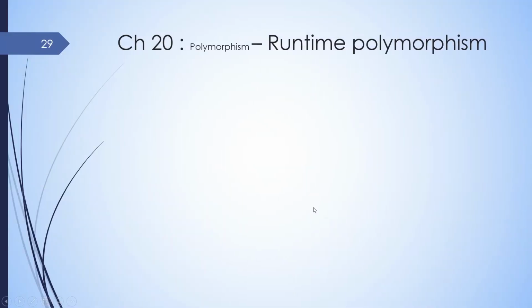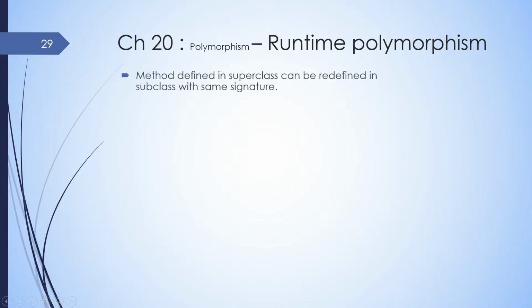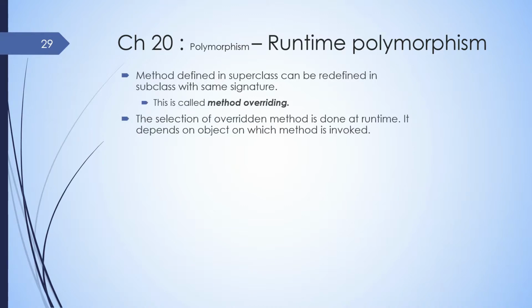Let's see what runtime polymorphism is. A method defined in the superclass can be redefined in the subclass with the same signature. This is called method overriding. Now the selection of the overridden method is done at runtime. It depends upon the object on which the method is invoked. Hence, it is called runtime polymorphism. Let's take a look at an example.